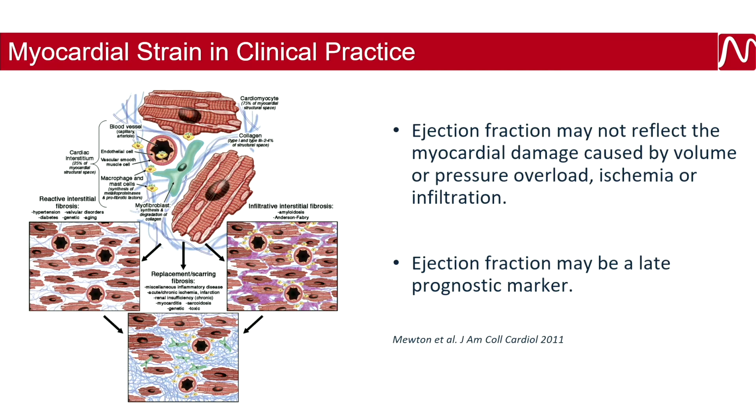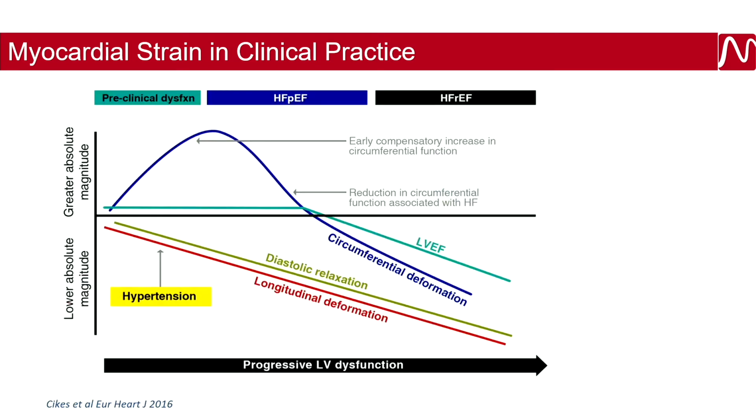So why strain? In addition to the definition, why do we need to bother and measure that? Well, ejection fraction, as one of the most important parameters that we measure in clinical practice, may not reflect the myocardial damage, even when it's quite early. So take a look at this graph, which represents that. If we want to diagnose, for example, heart failure with preserved ejection fraction, we need to have the ejection fraction, we need to have the symptoms.